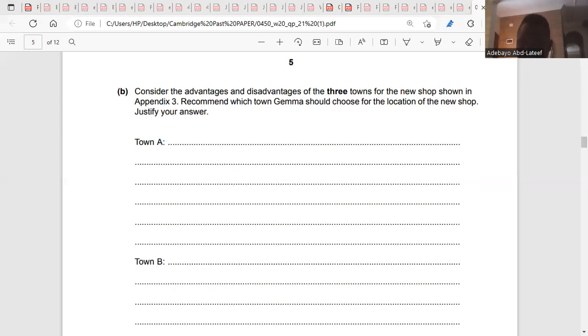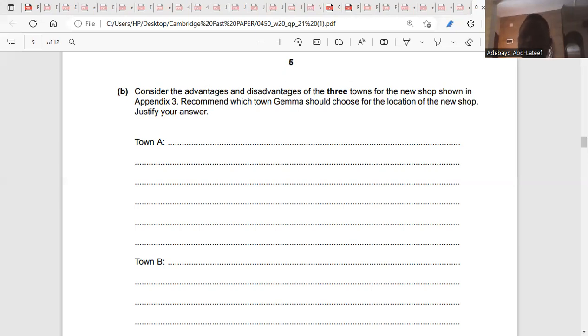That's an advantage. The expenses are lesser than town A. That's an advantage for town B in terms of expenses, are you getting it? But the problem about town B is that the gross profit is lesser, and the net profit for the year is lesser than town A. Clear, right? Then we go to town C.